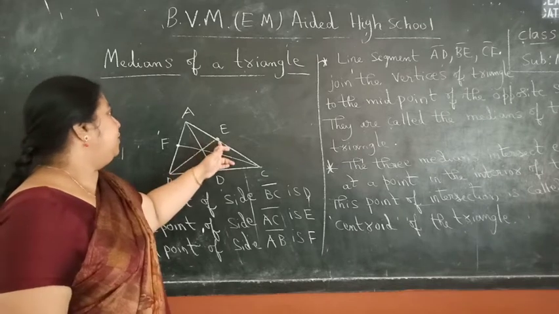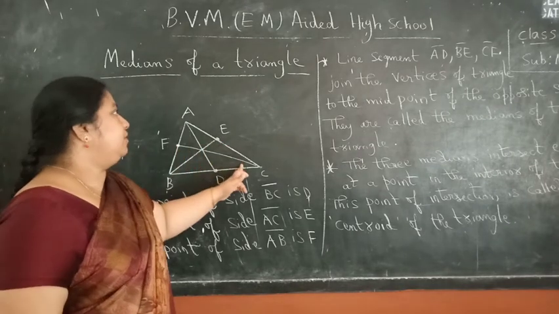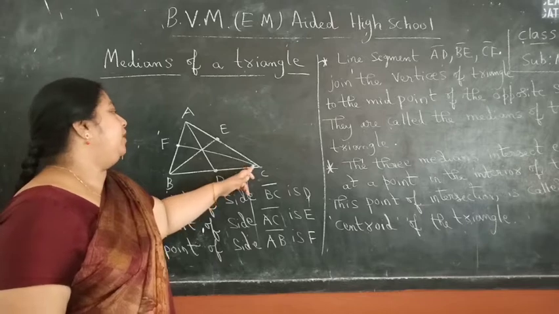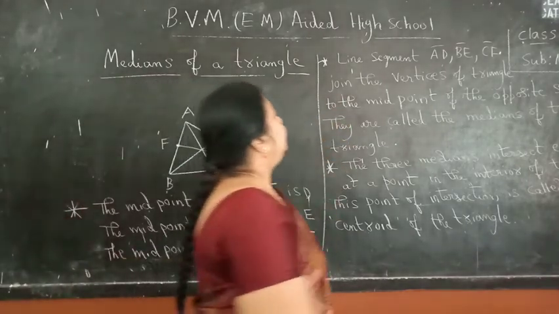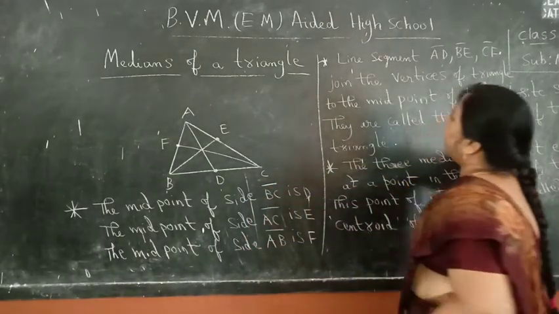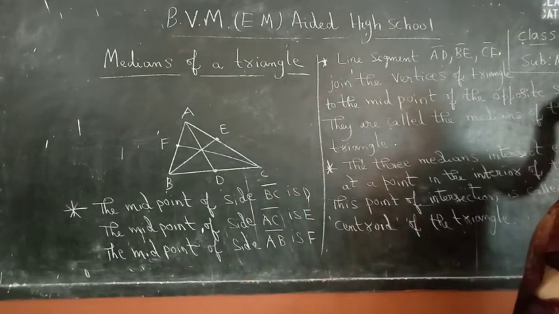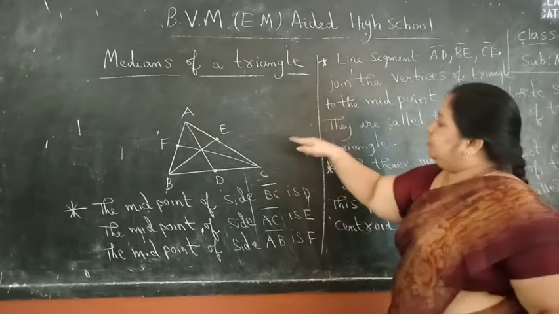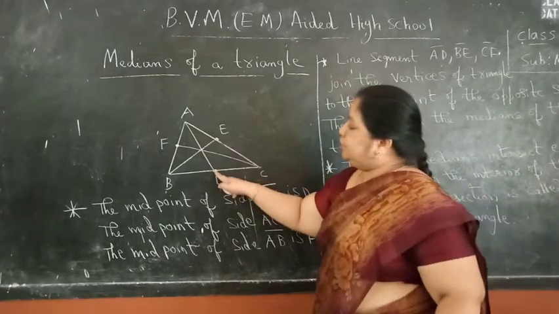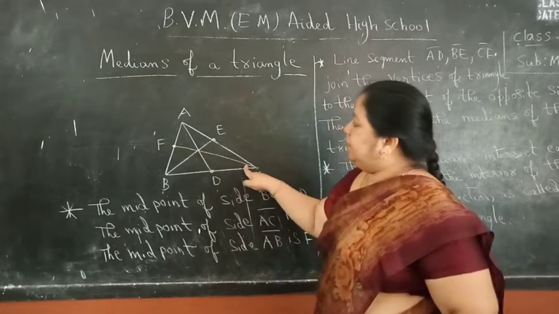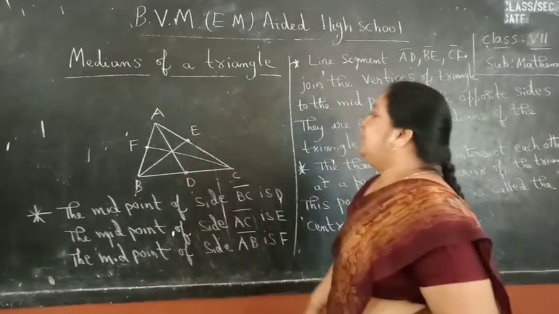Here BE line segment is formed. Here CF line segment is formed. All three line segments AD, BE, CF join the vertices of the triangle to the midpoints of the opposite sides. They are called the medians of the triangle. AD is one median, BE is another median, CF is the other median.